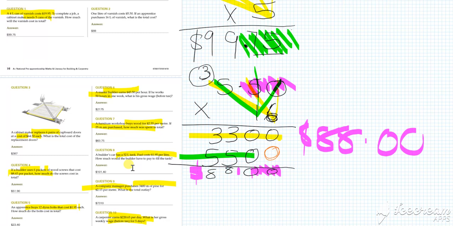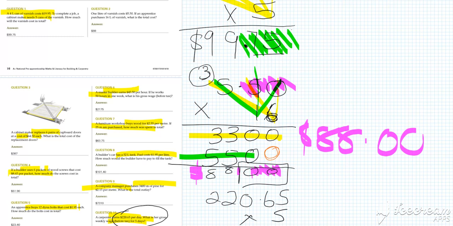Set up your working out. Make sure that every time the number that has the most digits goes on the top. So for example, this one, 220.65, we'll times by 5 on the base. Make sure you keep however many places were behind the decimal initially. That's what we work with for the answer.